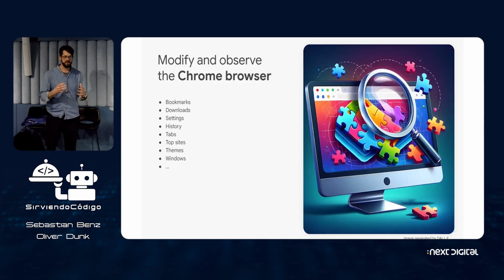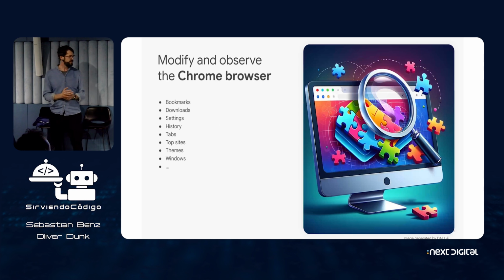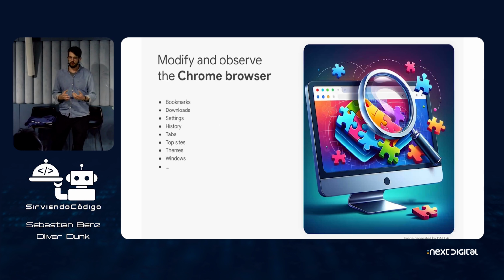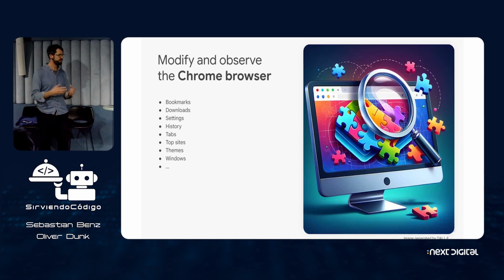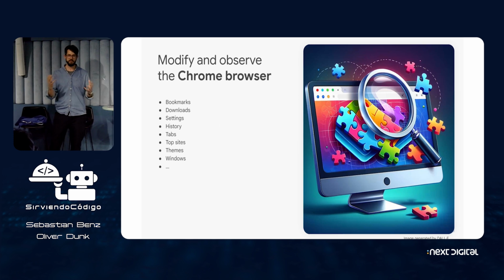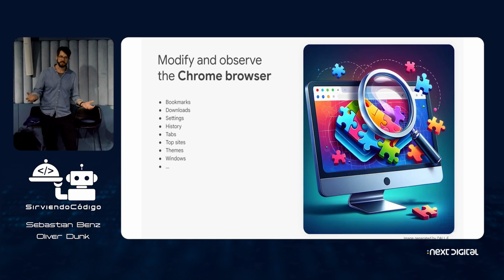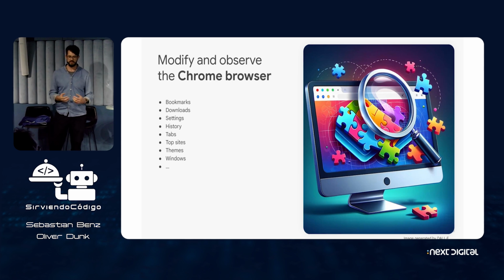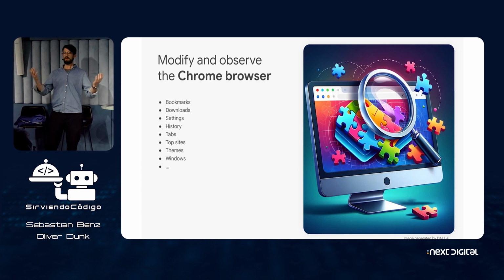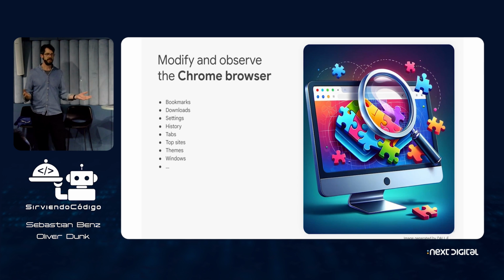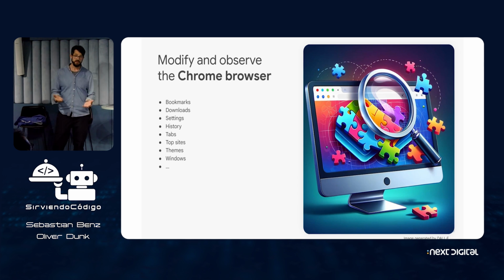So the first thing that extensions can do is that they can observe and monitor the Chrome browser. Extensions have special APIs that only extensions can access. And with these APIs, for example, you can access bookmarks. So you can imagine using an LLM to develop a better way to search for bookmarks. Or you can access downloads, browser history.